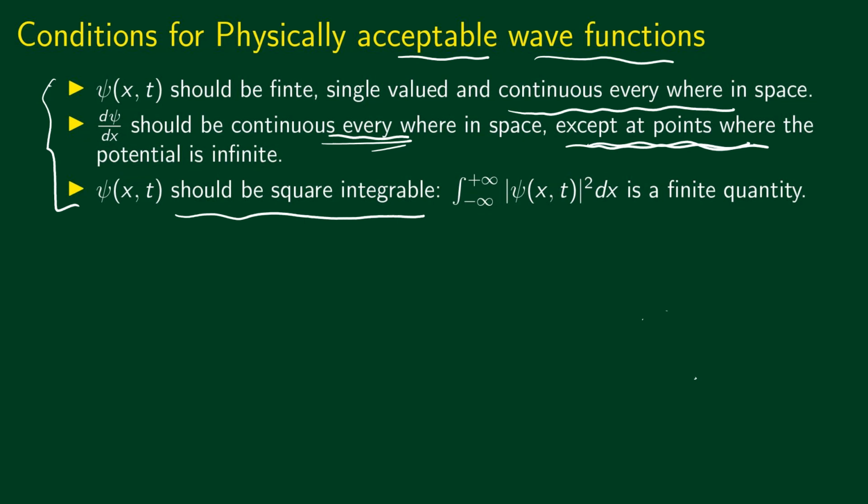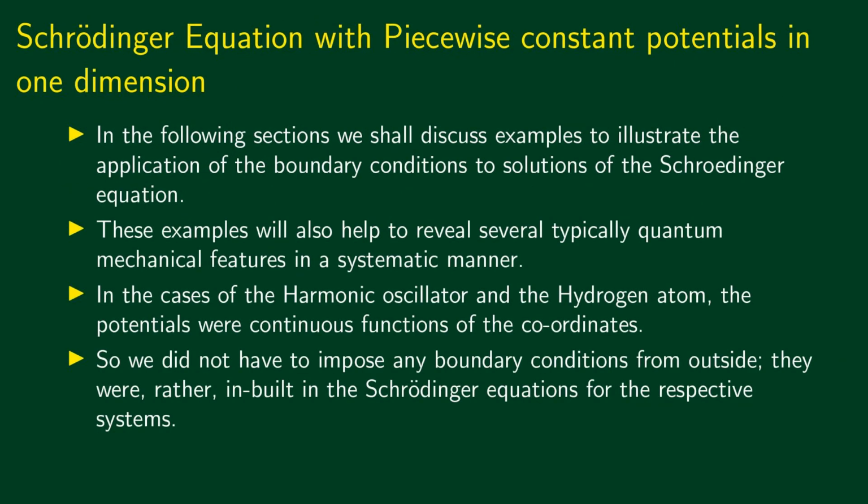All right, it cannot be a wave function that describes a physical system. Now these conditions on physically acceptable wave functions can be used when we solve the Schrodinger equation in certain cases. Especially, we'll be solving the Schrodinger equation with piecewise constant potentials in 1 dimension.